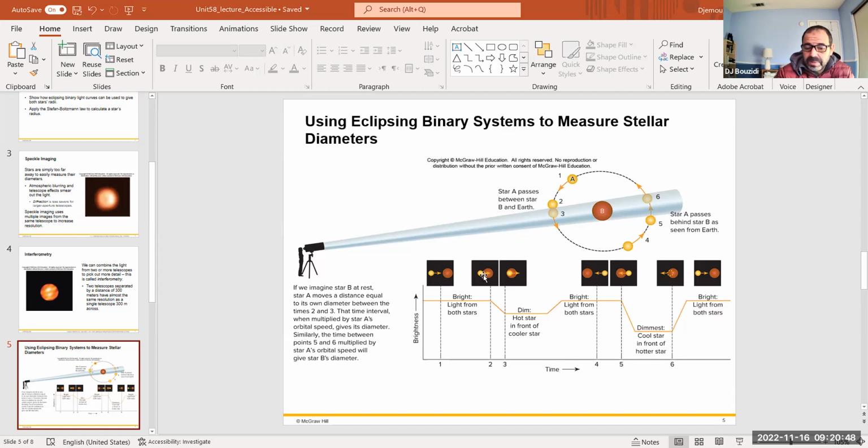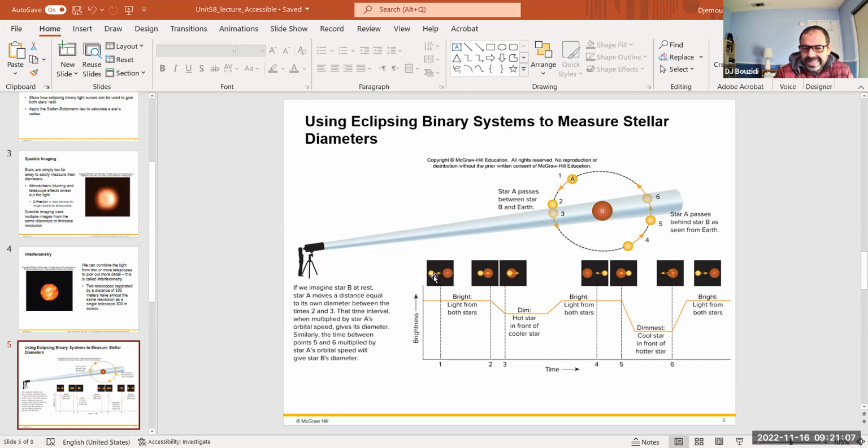Remember, this is an exaggerated picture. They're very close to each other, relatively speaking, because they're far away. Even though they may be several hundred astronomical units away from each other, they appear to be one dot from far away.